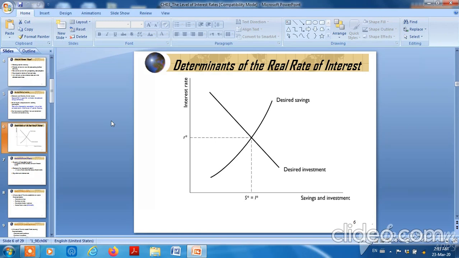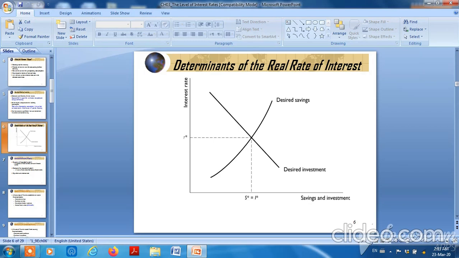You can understand the determination of the real rate of interest. The real rate of interest, or R star, will be determined based on the intersection between desired savings and the desired investment. And at the equilibrium point, the total savings, S star, will equal total investments, I star. And as I told you before, the interest rate is R star.